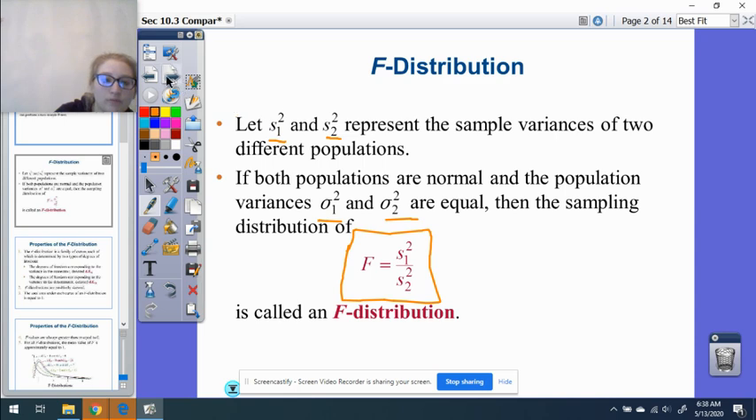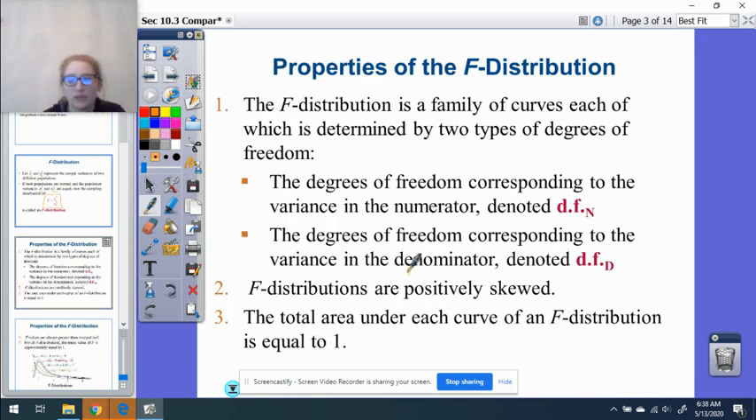So we have a couple of new things that we're going to talk about with this. The F distribution is a family of curves, just like our T distribution is. And we have two different degrees of freedom now that we're going to focus on. The degrees of freedom sub N refers to our numerator, and the degrees of freedom sub D refers to the denominator. All of our F distributions are positively skewed. That means the majority of the data is going to lie on the left side, and the area under the curve is going to equal 1.